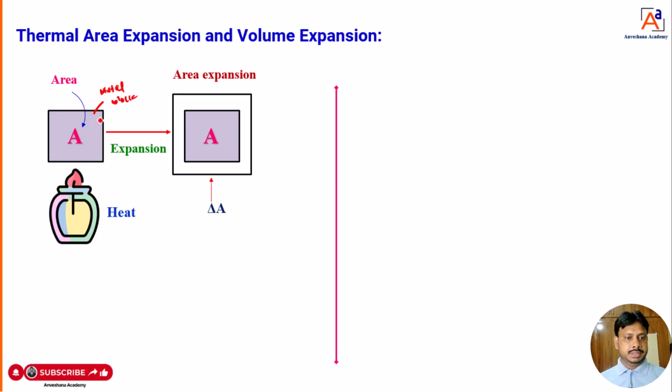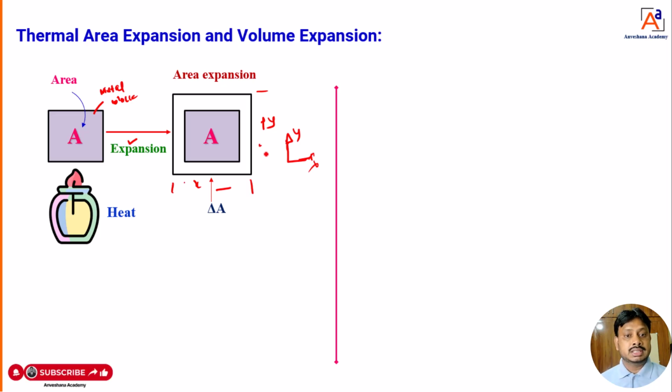When you are adding heat to the metal block, after some time what happens? Keep on adding the heat, there is an expansion. That expansion is in two dimensions. You can take expansion in the x direction, and expansion will also take place in the y direction. So if it is in x and y direction, that means what? The length is going to increase and the vertical length is also going to increase.